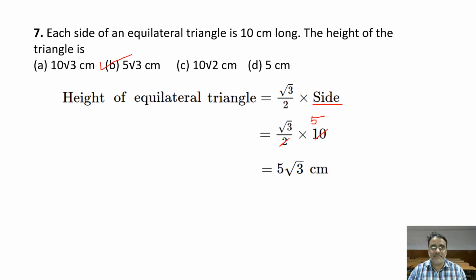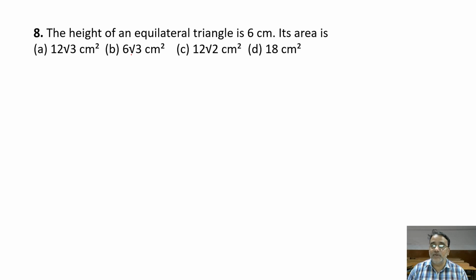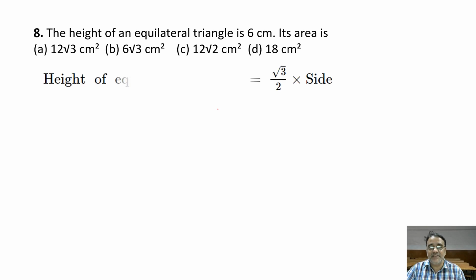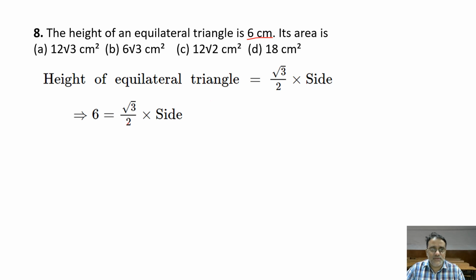Now we are moving toward the next question, question number 8. The height of an equilateral triangle is 6 centimeter. Its area is. So what will we do? We will find the side by using the height. Then we will find the area. First, the height of an equilateral triangle. Just now I told you the formula. What is the formula? Root 3 by 2a, or root 3 by 2 into side. And this is equal to 6 centimeter. So 6 into 2 becomes 12. So side will be equal to 12 upon root 3.